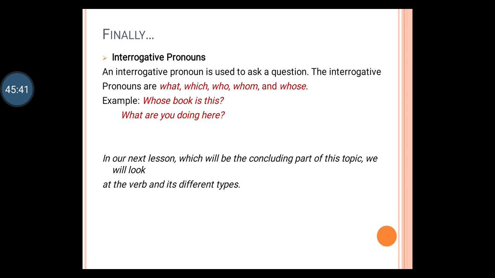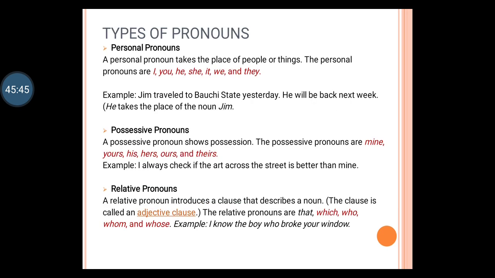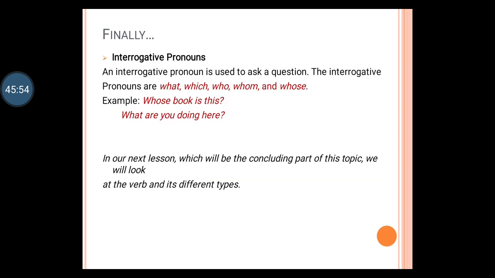I know we talked about who being a relative pronoun, but that is when it is used to introduce a clause that describes a noun. But then who is also an interrogative pronoun. It's used to ask questions. Whose book is this? What are you doing here?